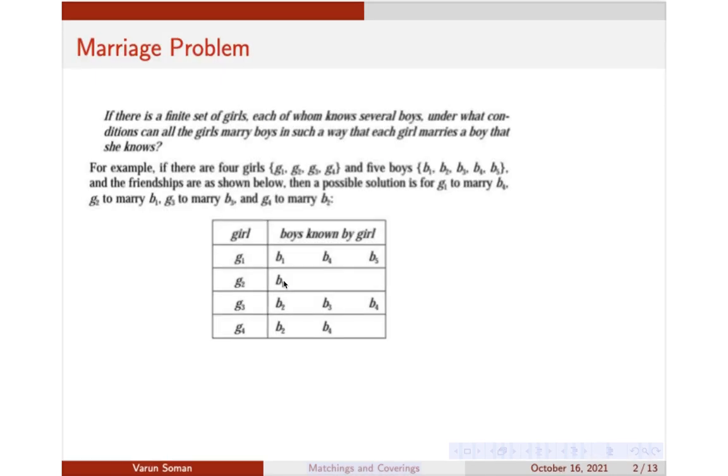Look at this example here. You have four girls, G1, G2, G3, G4, and they would like to marry a boy they already know. Suppose G1 knows the boys B1, B4 and B5, G2 knows only B1, G3 knows B2, B3 and B4, like that. The girls need to marry a boy who is already their acquaintance. How will you make a match between them? Such problems are called matching problems.